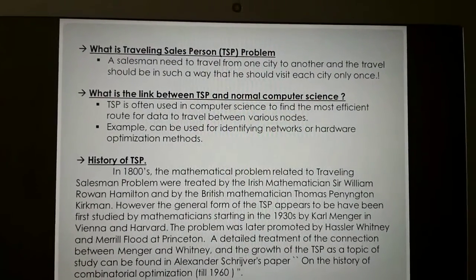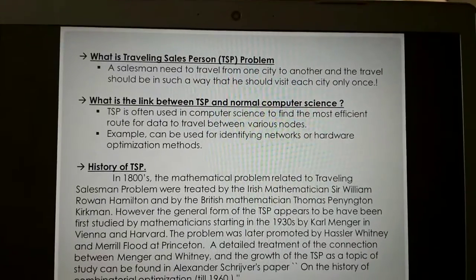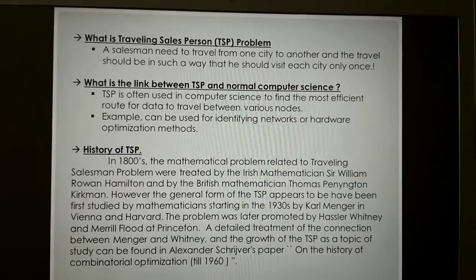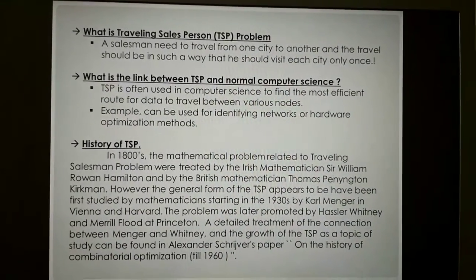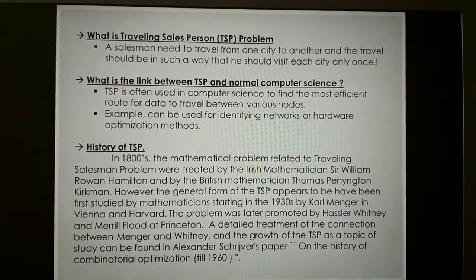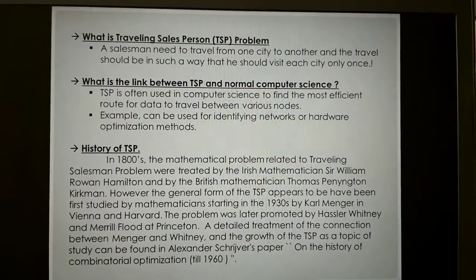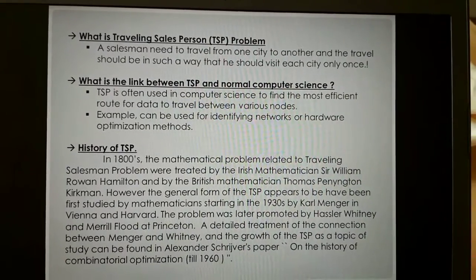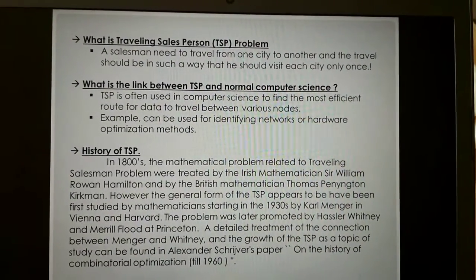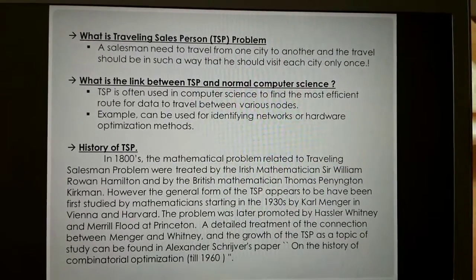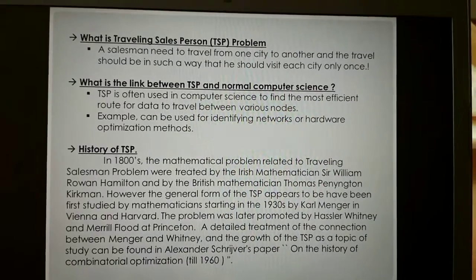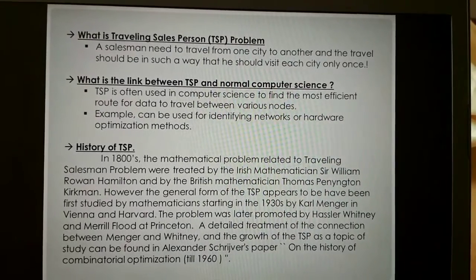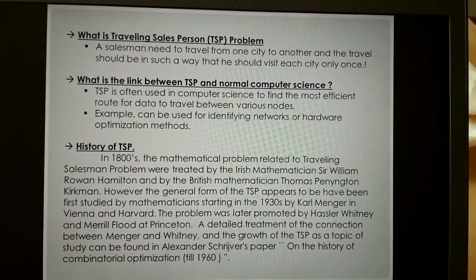When I say traveling salesman problem, we will have a common question: what is the link between this and computer science? After all, it's a salesman problem. Then why are we seeing this in artificial intelligence or computer science? In a computer, there are many routes, and data will be flowing from one route to another between various nodes. This is a similar problem to the traveling salesman, and that is the reason we are taking it. Examples include identifying networks, hardware optimization methods, and so on.